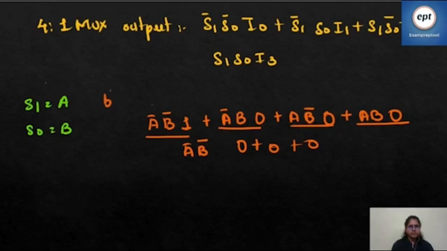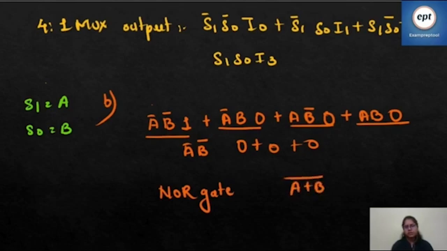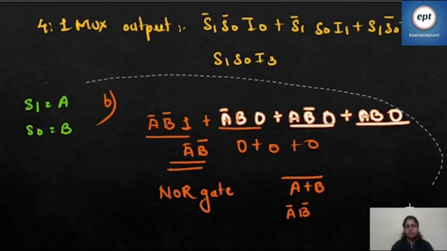So option B is NOR gate, because A, B, and here complement becomes the NOR, and if you apply De Morgan's law, it will be A bar, B bar. So this is the expression we got. So that's why this is NOR gate. So option B is NOR gate, but we want XNOR gate. So again we will check for the other option.